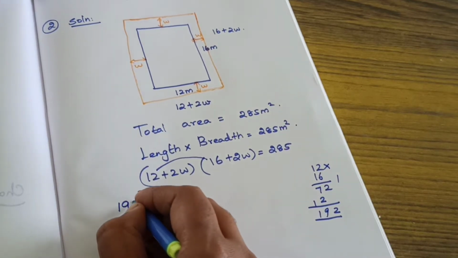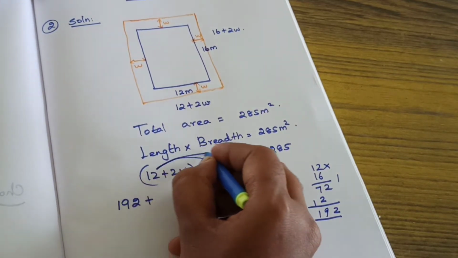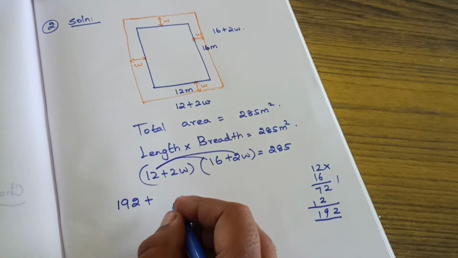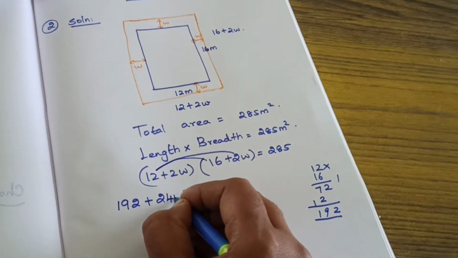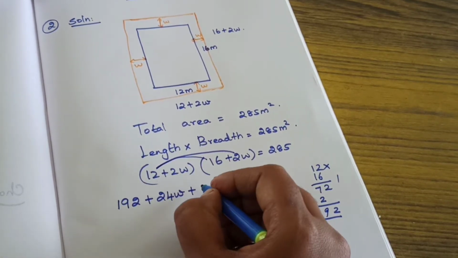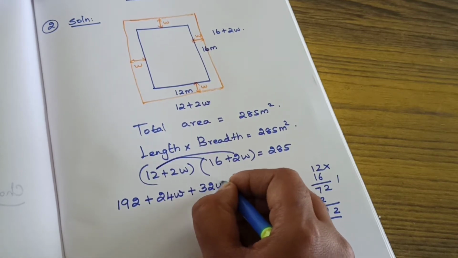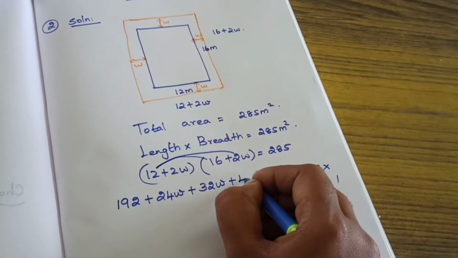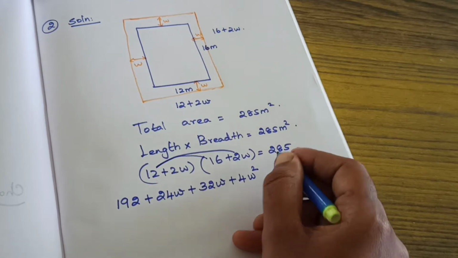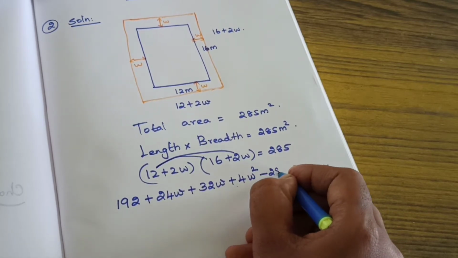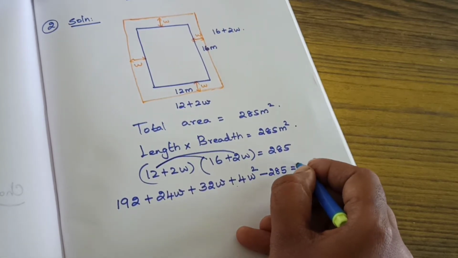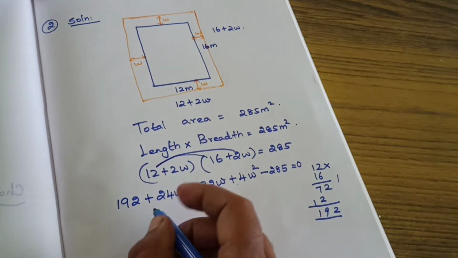192 plus, again bracket multiplication. 12 2s are 24w, plus 16 2s are 32w, plus 2 2s are 4w square. This time I am taking this side, so minus 285, which is equal to 0. Got it?